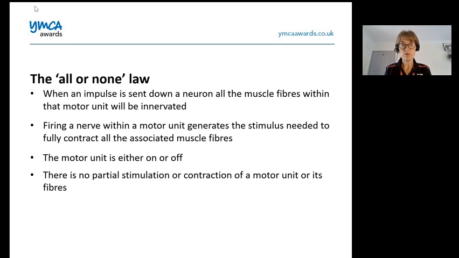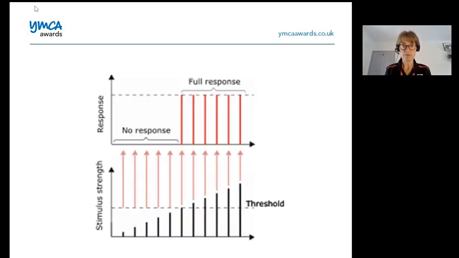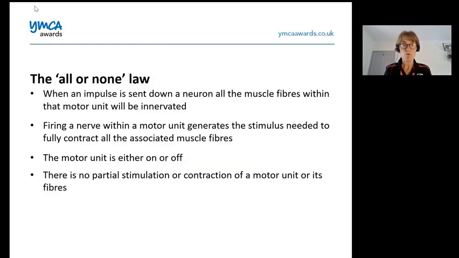Now, the all or none law. I've got an image here just to show this concept, though it's not very clear. So if we go back, when an impulse is sent down a neuron, all the muscle fibers within that motor unit will be innervated. So it has to be all the muscle fibers or none of the muscle fibers. So a motor unit is either fully on or fully off.